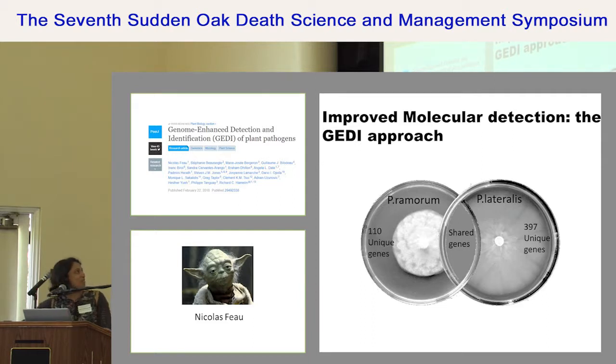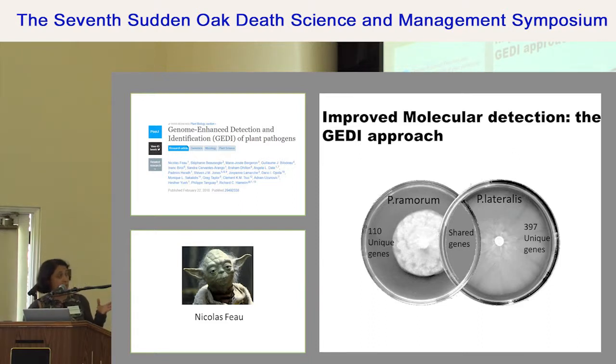So we use what we call the power of genomics. We use the GEDI approach, and it's short for Genome Enhanced Detection and Identification of Plant Pathogens. And a pipeline to do this was developed by the research associate in the lab. It doesn't look like that normally.